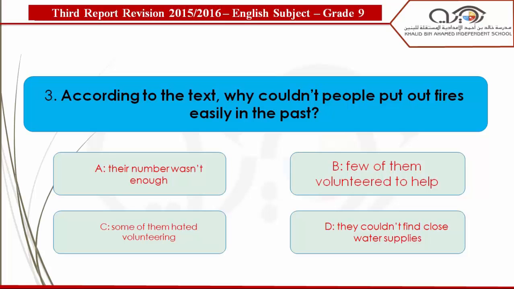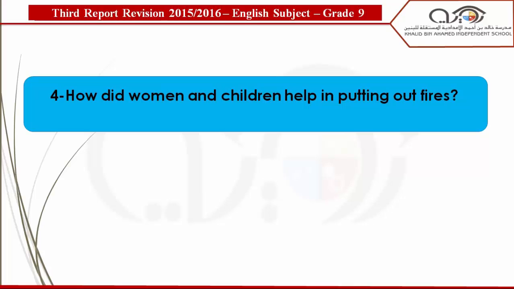Number 3, according to the text, why couldn't people put out fires easily in the past? Is it because their number wasn't enough? Or B, few of them volunteered to help? C, some of them hated volunteering? D, they couldn't find closer water supplies. What do you think? D, they couldn't find close water supplies. Exactly. It was far away from them, so when they got to the water, the fire would have eaten everything. Number 4, it's a CR question.